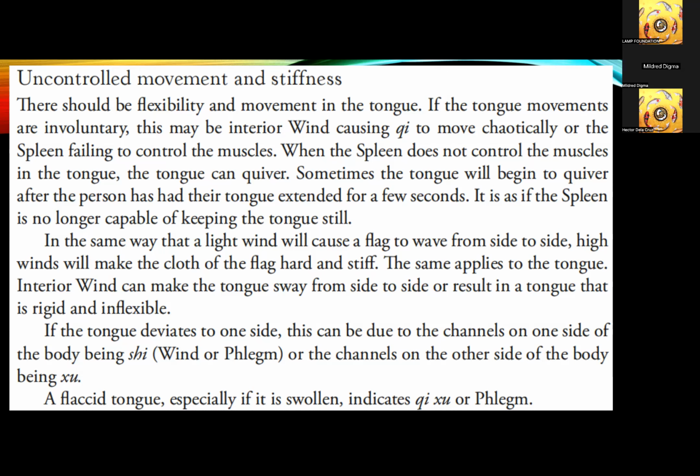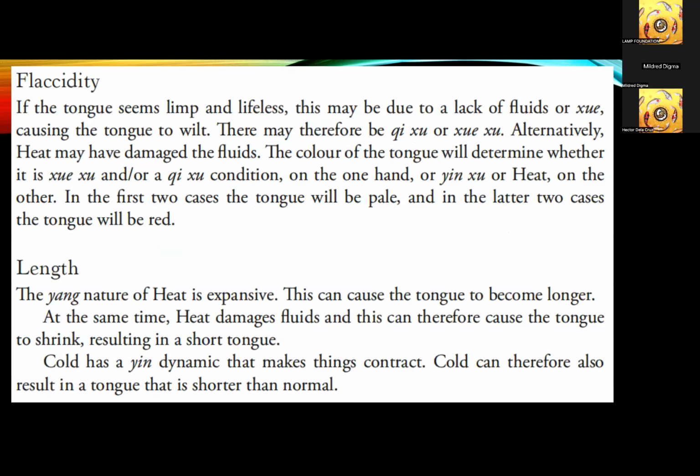If the tongue deviates to one side, this can be due to the channels on one side of the body being excess, no? Wind, it can be wind or phlegm, or the channels on the other side of the body being deficient. A flaccid tongue, especially pag swollen, it indicates qi deficiency or phlegm.